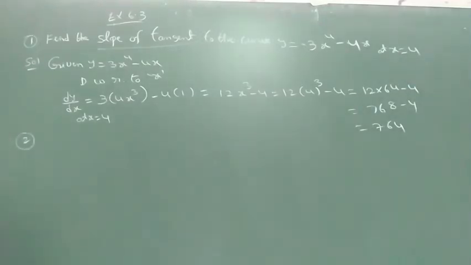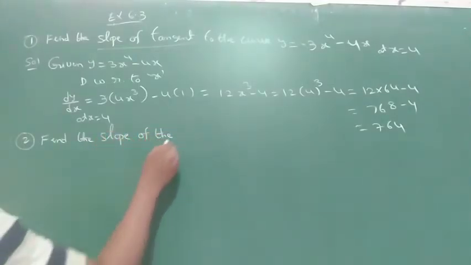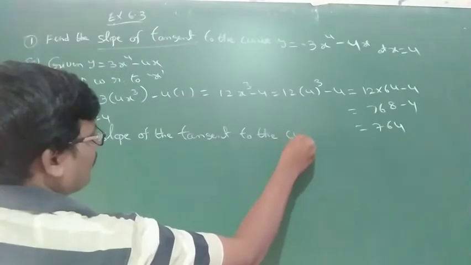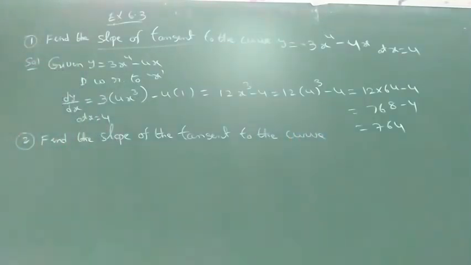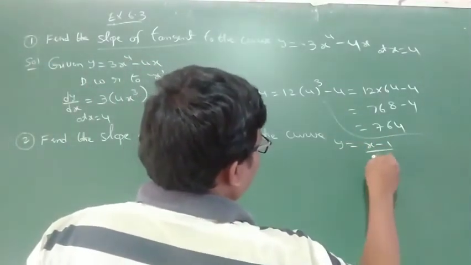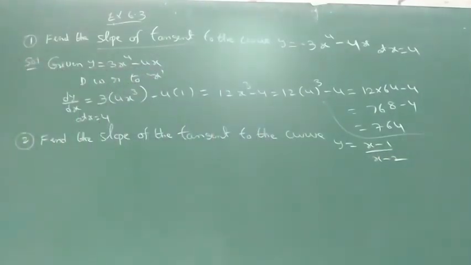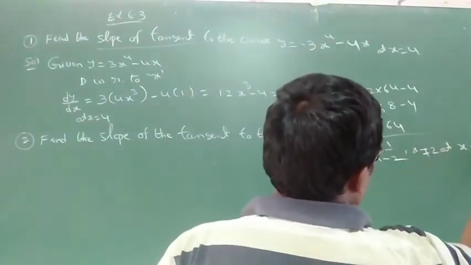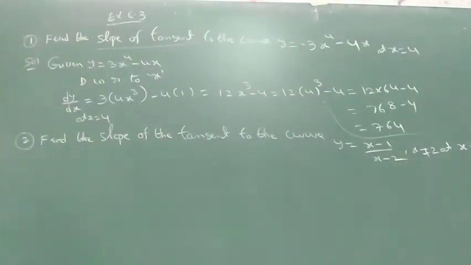Find the slope of the tangent to the curve y is equal to x minus 1 by x minus 2, x not equal to 2, at x is equal to 10. You can do it.